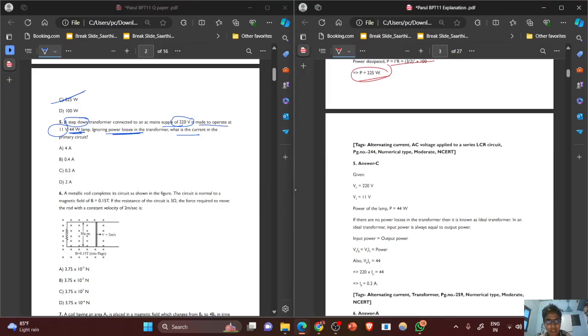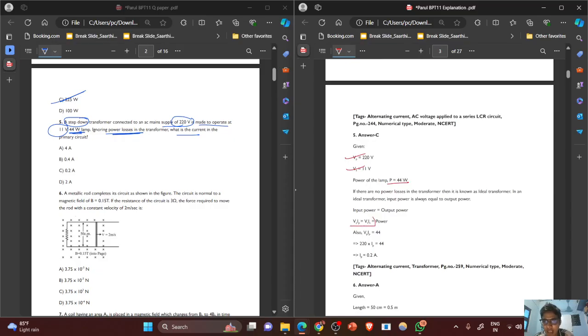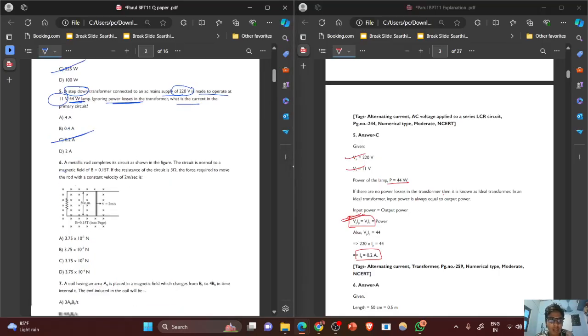You know, for a transformer we have generally two formulas. One is NP by NS equals VP by VS, reciprocal to IS by IP. Simply using that formula, as you can see in the solution, VP is given, VS is given, power is given. VP IP equals VS IS. Equating this, you can get the value of IP, which is the current asked in the question. So you can just use this simple formula and get the answer. Option number C is your correct answer.